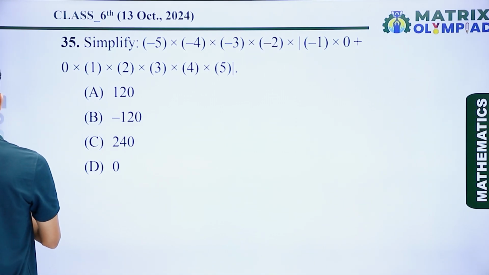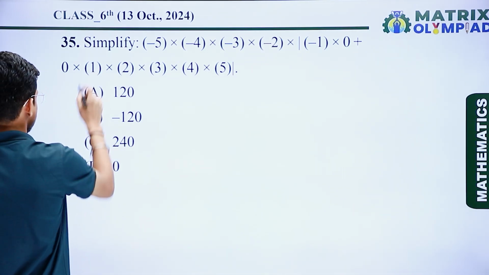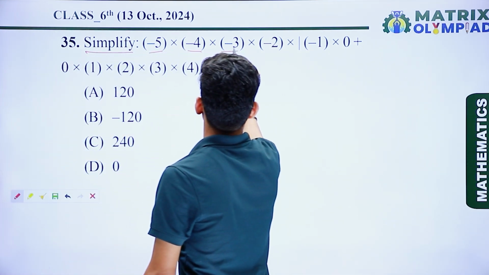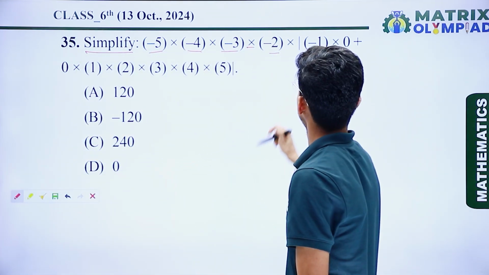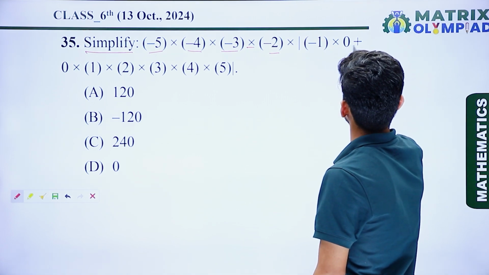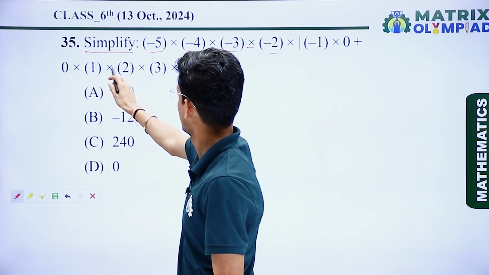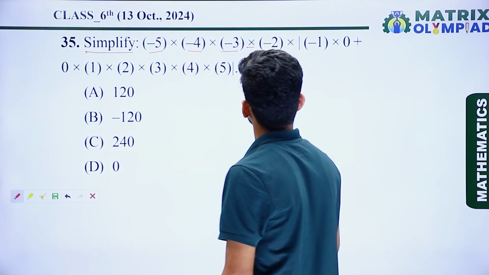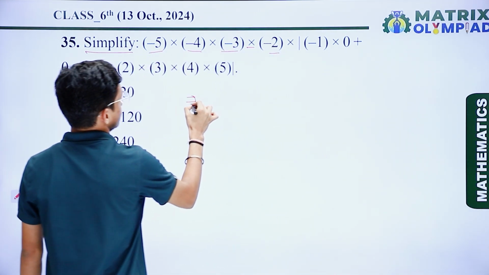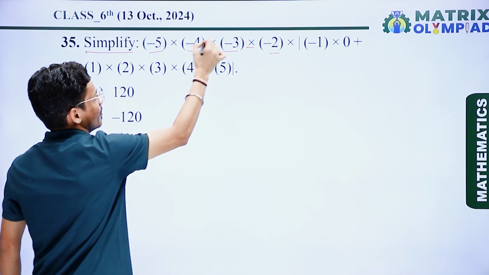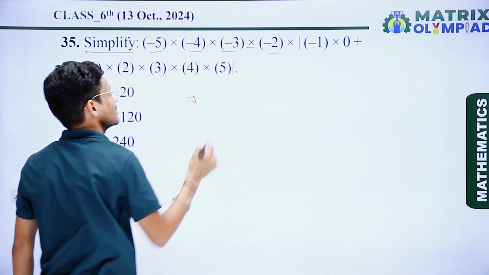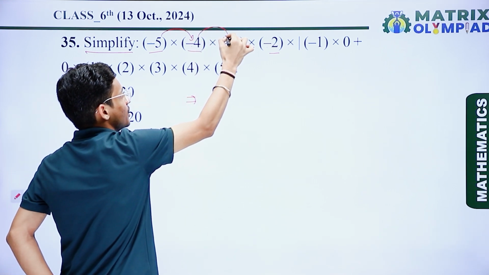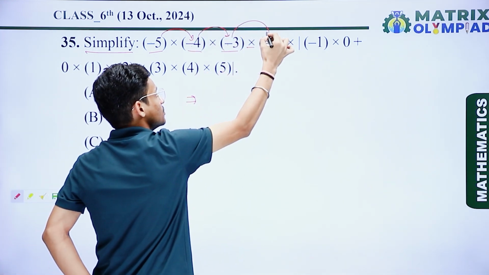Now if I talk about the next question, we have to simplify minus 5 multiply minus 4 multiply minus 3 multiply minus 2 plus mod of minus 1 multiply 0 plus 0 multiply 1 multiply 2 multiply 3 multiply 4 multiply 5 and mod. So simple. First, minus minus plus, and plus minus minus, and minus minus plus. So here 5 4s are 20, 20 3s are 60, and 60 2s are 120.